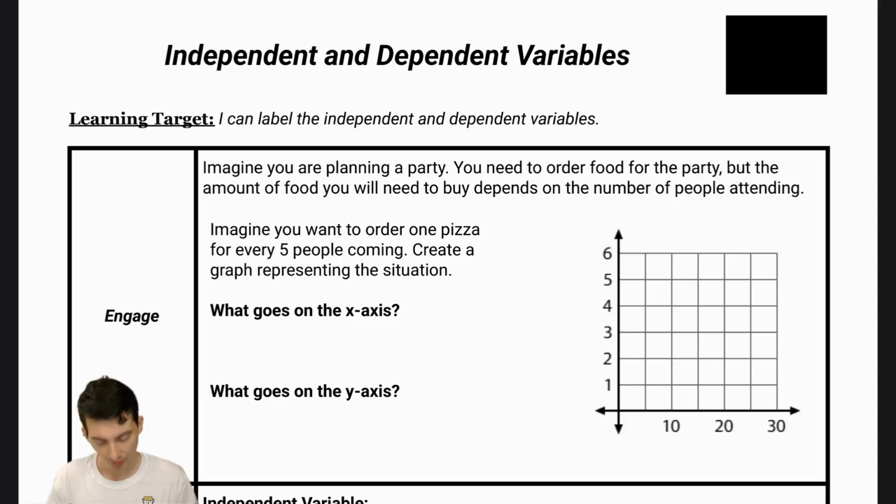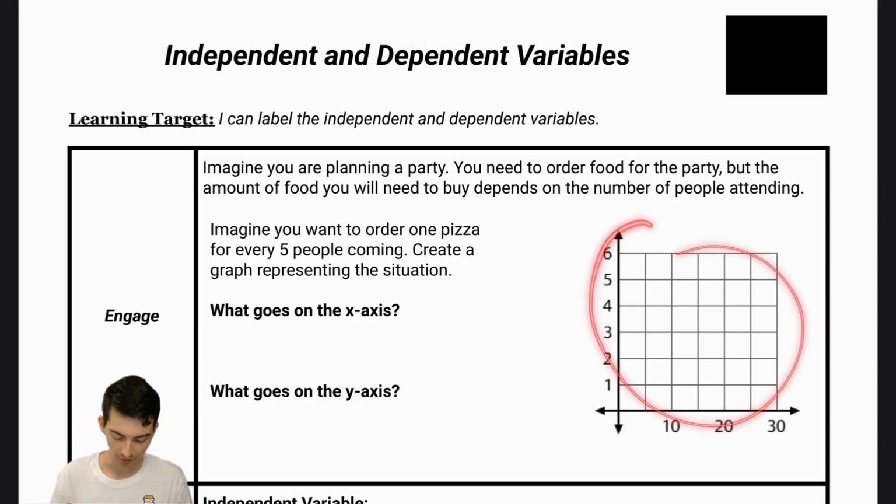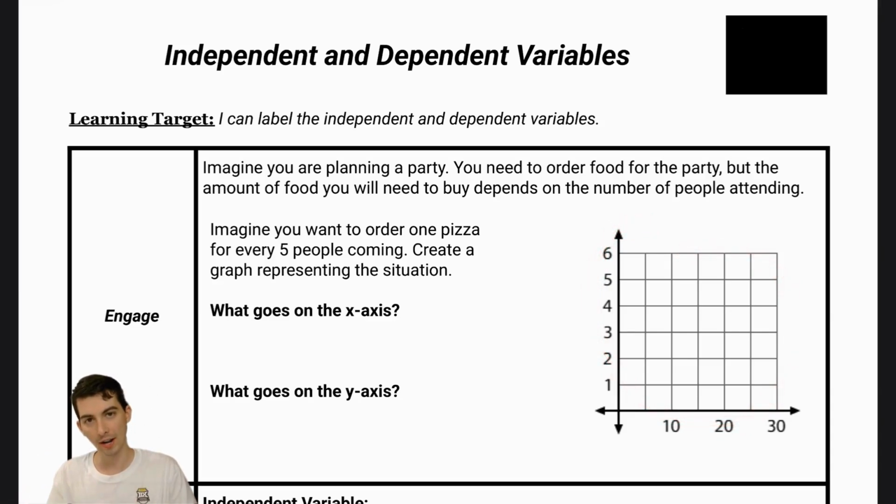So we're going to order one pizza for every 5 people that come. So let's go ahead and plot this out on this graph here. First we need to think about what's going to go on our x-axis and what's going to go on our y-axis. Well, the x-axis is kind of going to tell me what to do with the y, because if we're plotting points, we always start with the x and then the y.